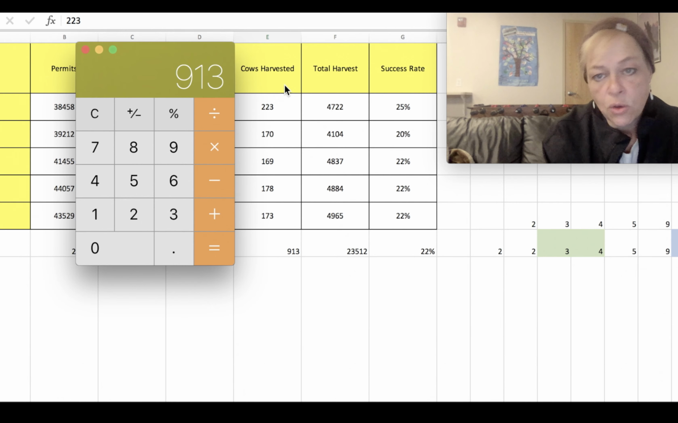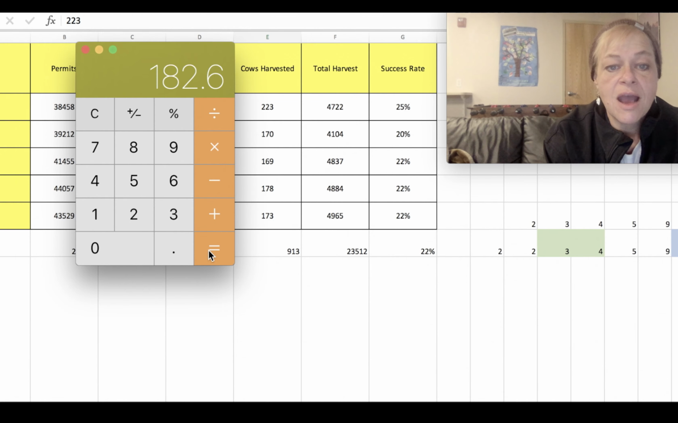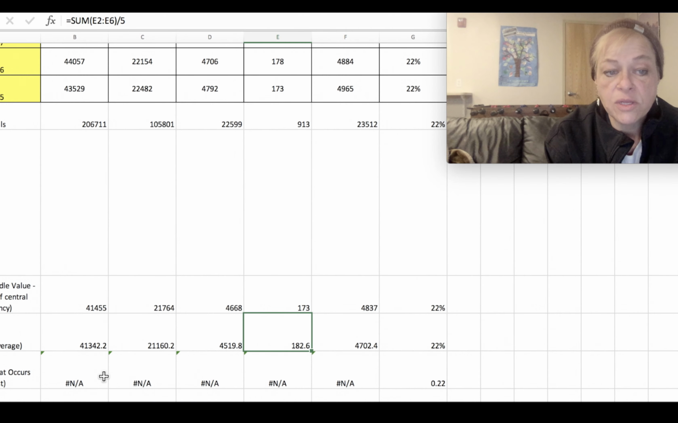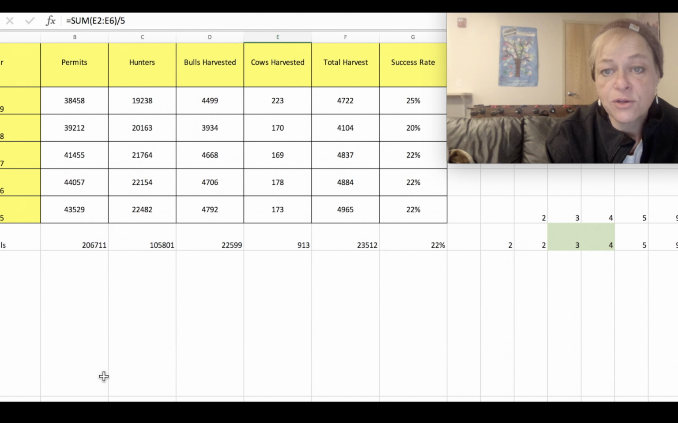So we take that total and we divide it by how many different values we have in our data. So in this case, we're talking about 5 years. So we have 5. So we're going to take this total, 913, and we're going to divide it by 5. Our mean is 182.6. Moving on to the mode. The mode is the number in the data set that occurs the most.